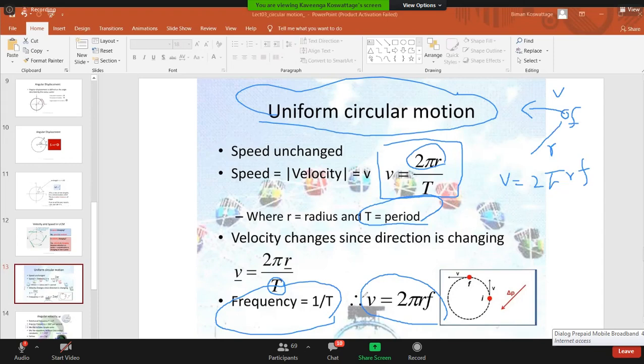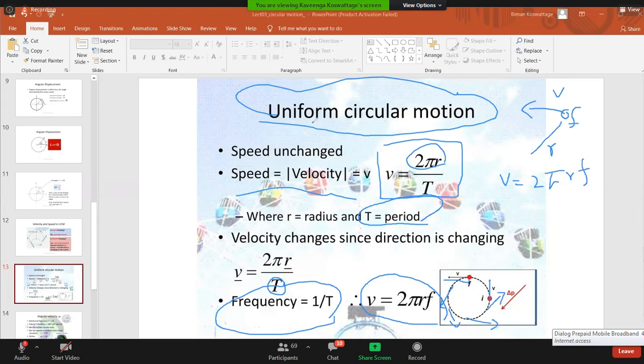So it's a uniform circular motion. We can define the velocity, but remember that velocity is always changing, because this particular direction, you can see, is changing, right? So velocity is not a constant. Velocity is always changing. However, the magnitude of the velocity is constant, right?